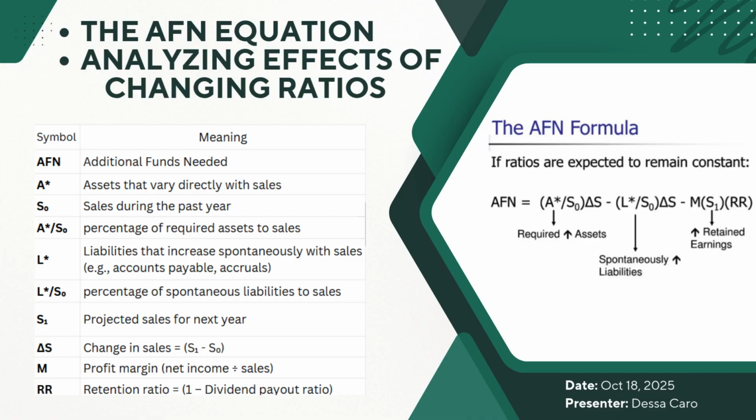Next, L star, liabilities that increase spontaneously with sales. L star are liabilities that automatically grow when your business grows, like accounts payable and accruals. These are spontaneous sources of financing.